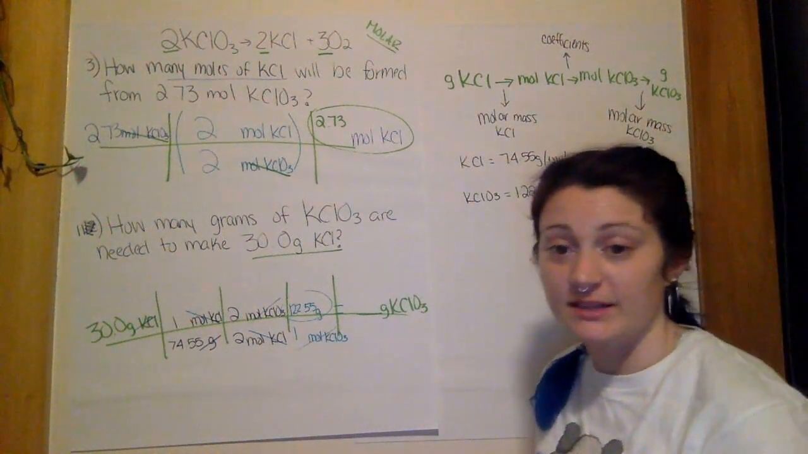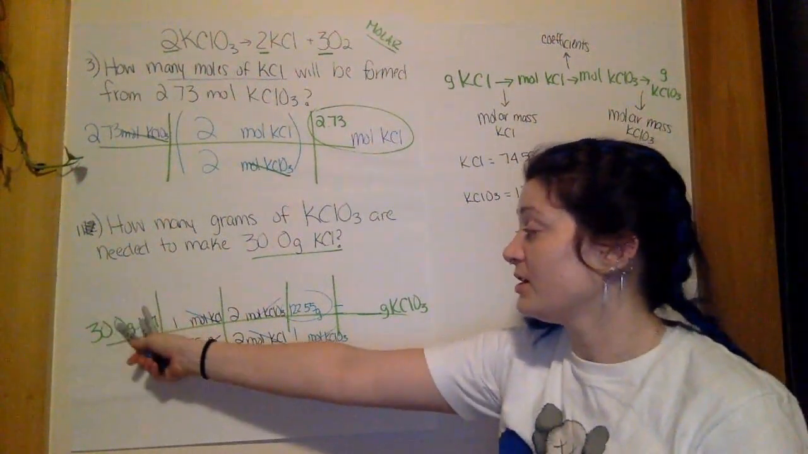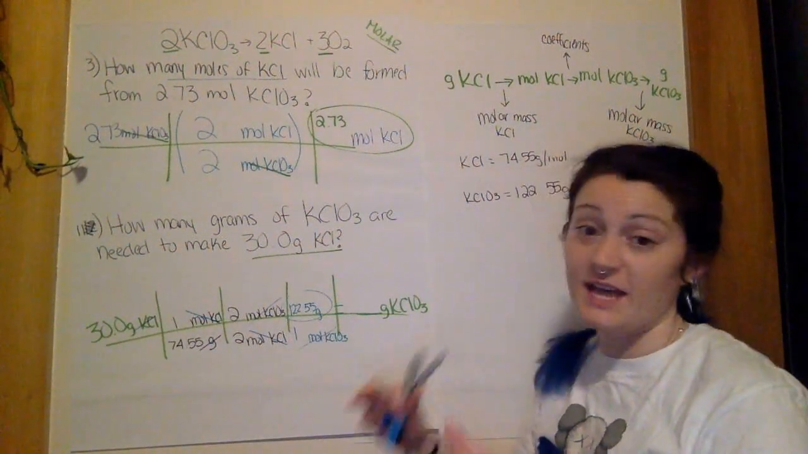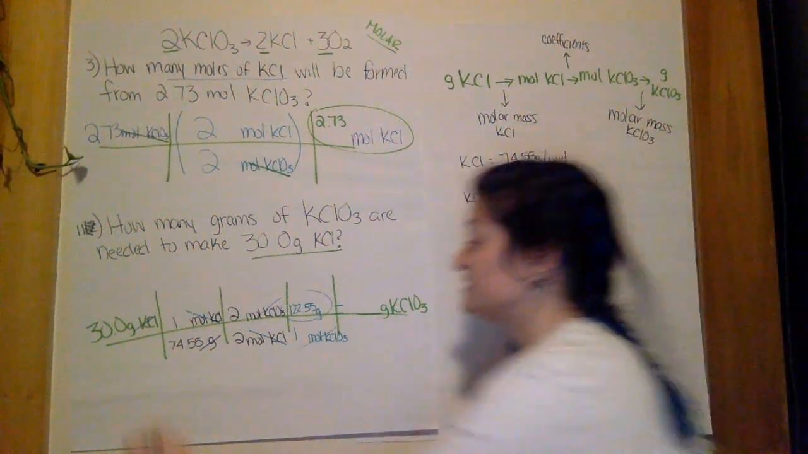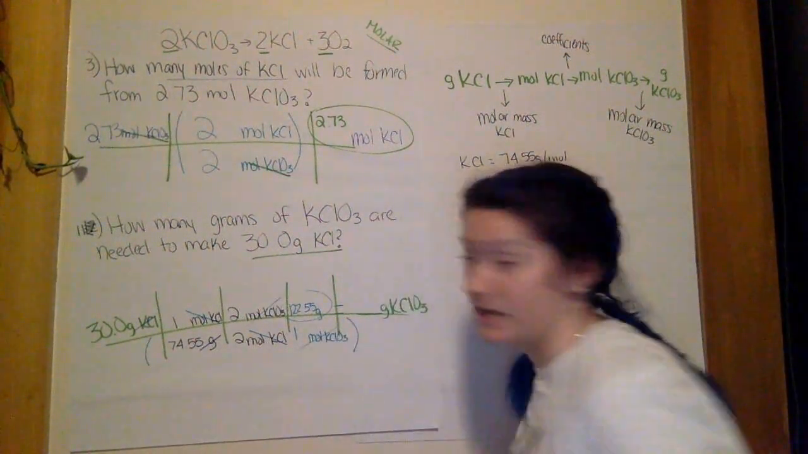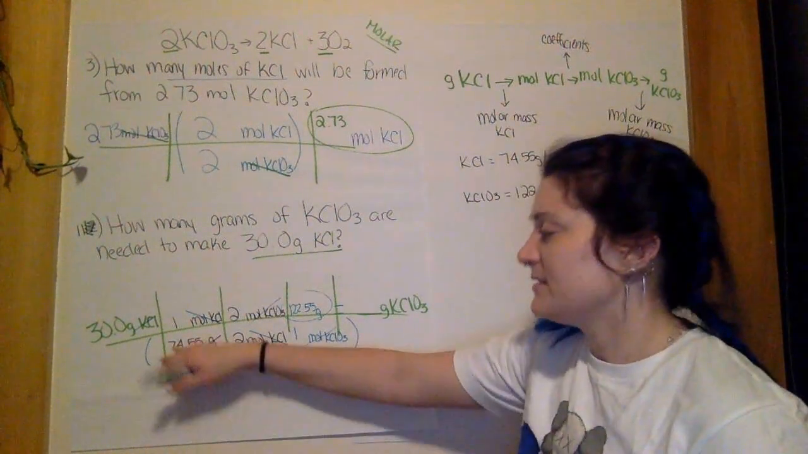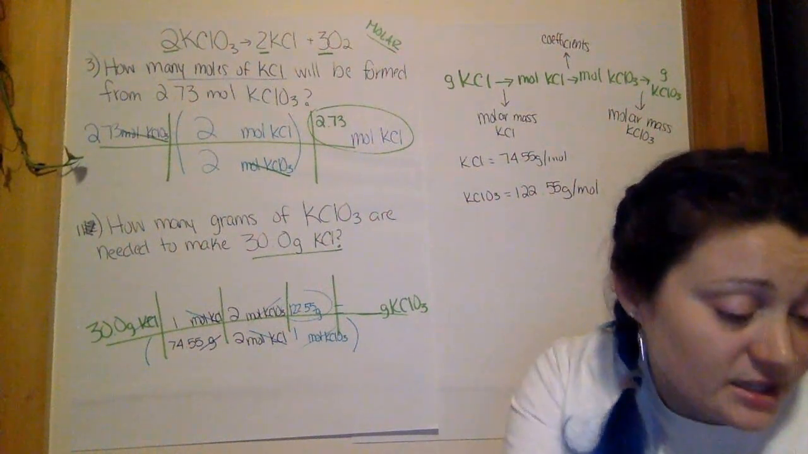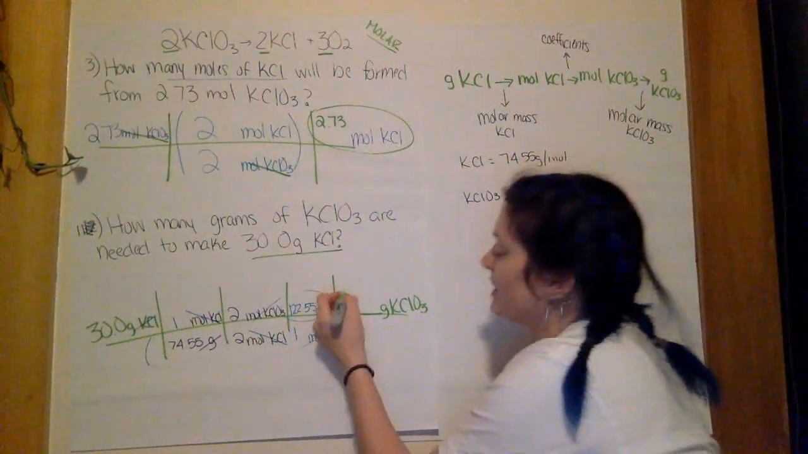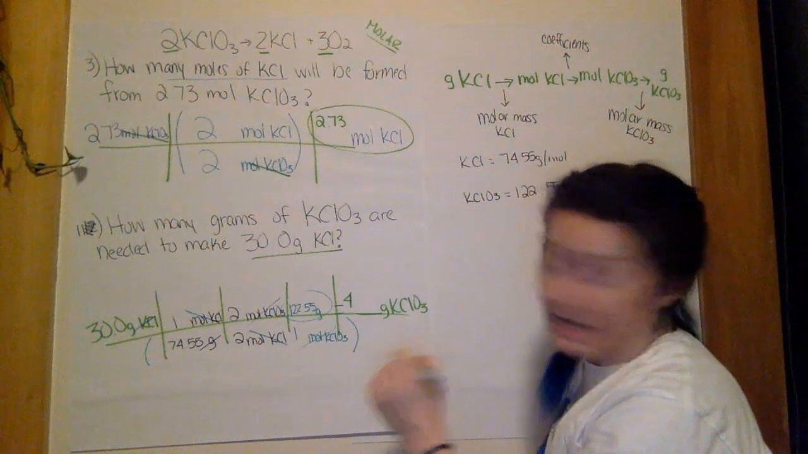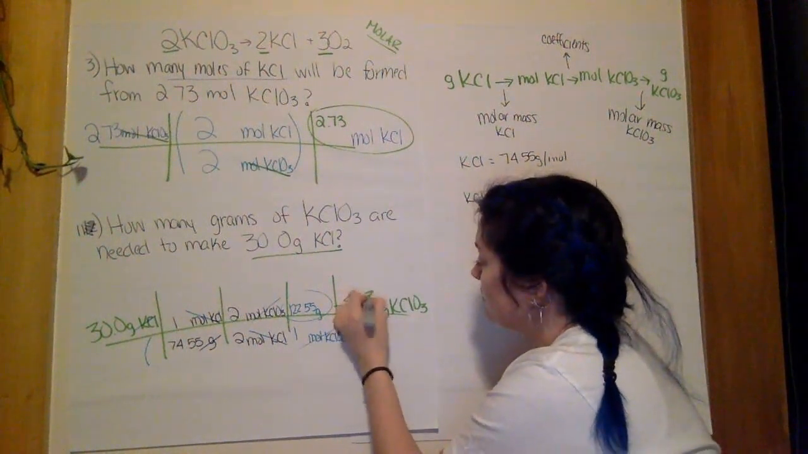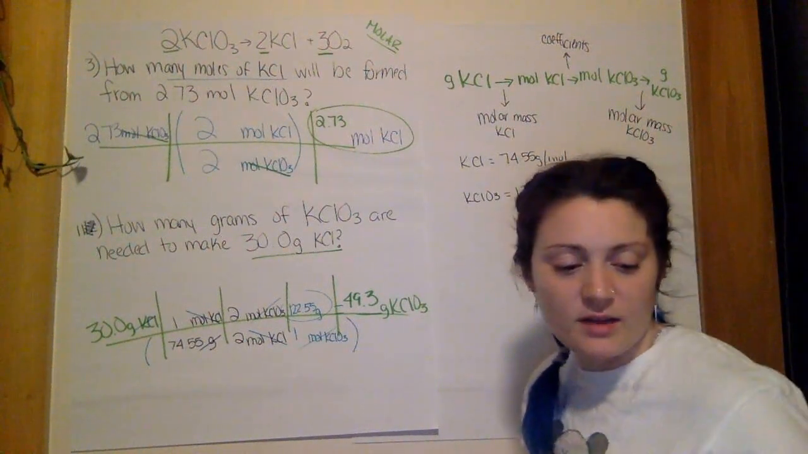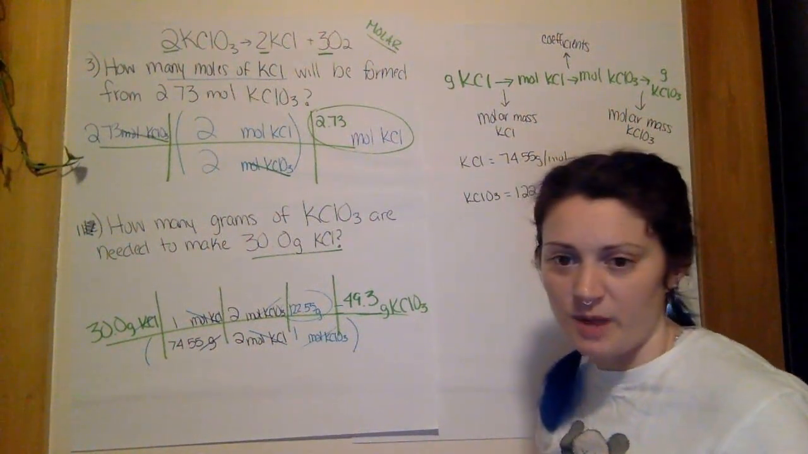When you end up calculating this out, you're going to end up with 30 times 1 times 2 times 122.55, all of that divided by parentheses. Please put the denominator in parentheses in your calculator: 74.55 times 2. And when you do all of that, maintaining your parentheses, you're going to end up calculating 49.3 grams of KClO3. So just a quick modeling of how to calculate some stoichiometry problems.